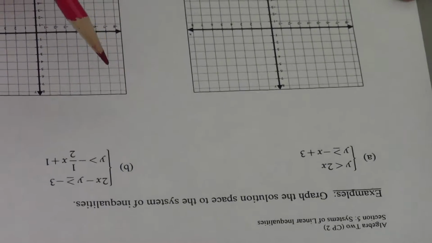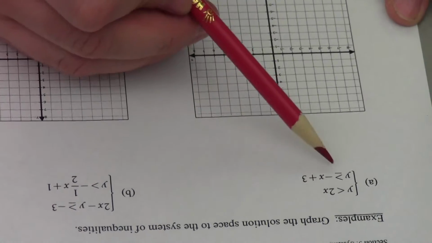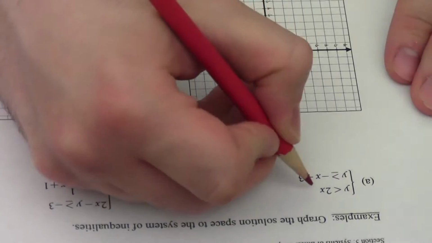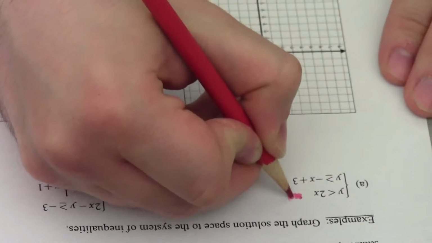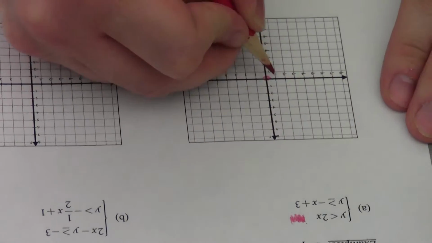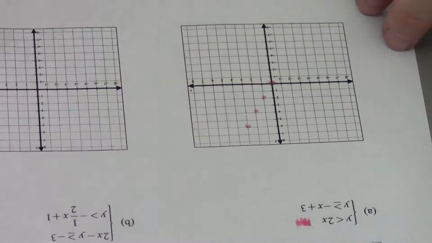So now we're going to look at a few examples of these. In letter A, I want to graph the solution y is less than 2x and y is greater than or equal to negative x plus 3. I'm going to do these in two different colors, and I'm going to start with that first one in red. My y-intercept is 0, my slope is 2, so up 2 over 1, up 2 over 1, up 2 over 1. I think that's good enough.